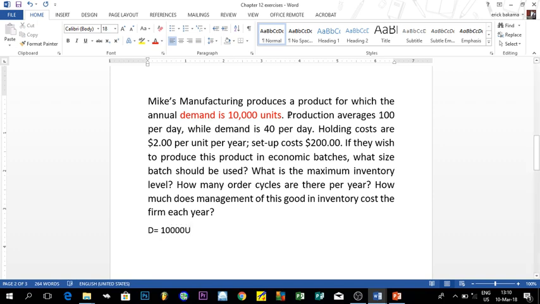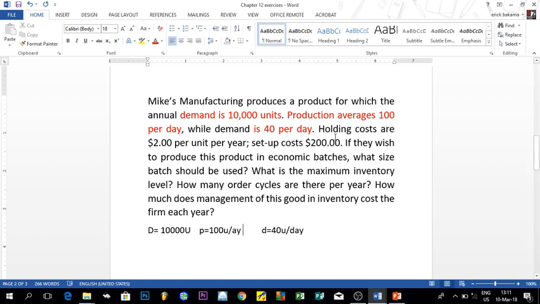Then they say that the production average is 100 per day. Since we're talking about this, that means this is the small p, which is the daily production. So the small p is equal to 100 units per day. Then the demand is 40 per day. This one is a small d, because it's the daily demand. So small d is equal to 40 units per day.